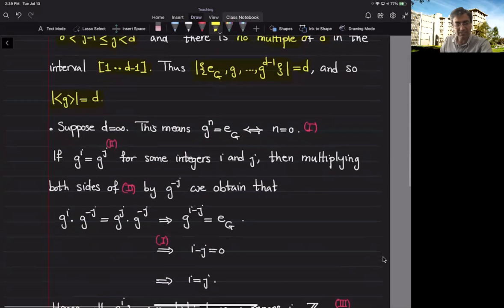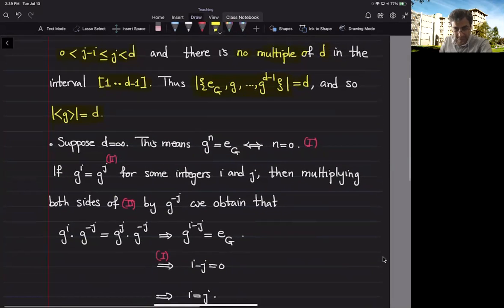Now, what happens if d is infinity? In that case, the way that we define order, that means that we know g to the n is the neutral element if and only if n is 0.